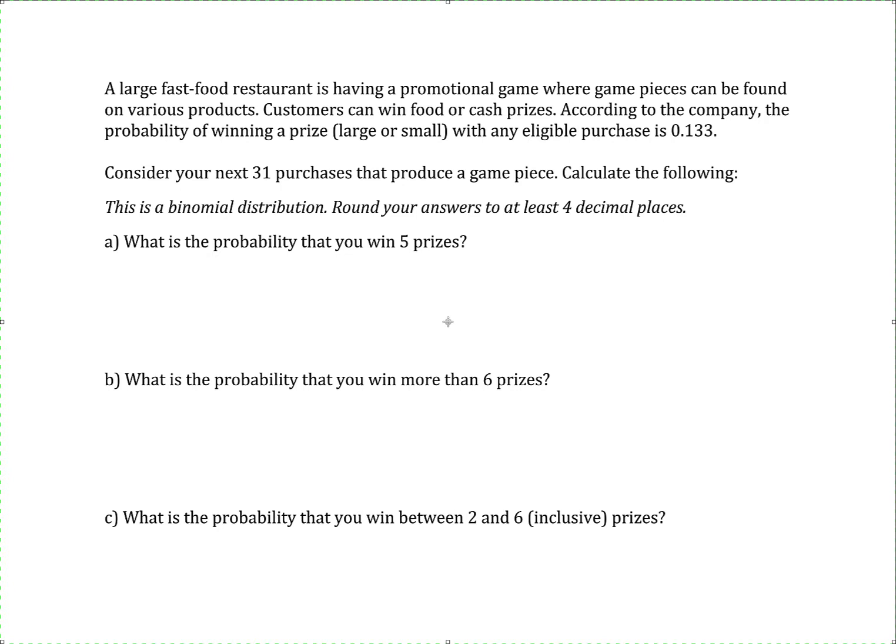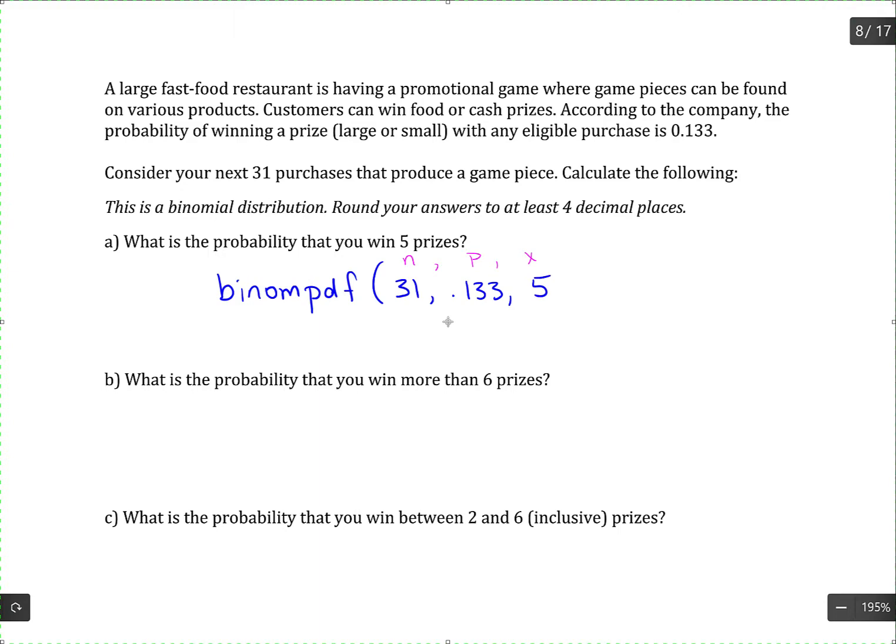So if we want to find the probability that you win 5 prizes, we want the probability of exactly 5 prizes. Whenever you use that notation of exactly 5 prizes, we use the function binompdf, which takes 3 inputs: N, which is the number of trials, P, the probability of success, and X, the number of successes. We have 31 purchases, so we're trying this game 31 times. The probability of winning is 0.133, and we want to know if we win 5 times out of the 31.